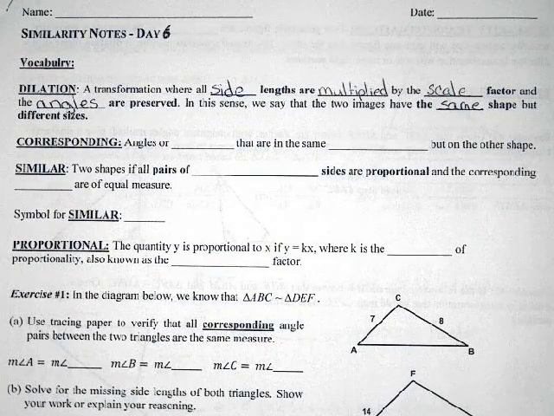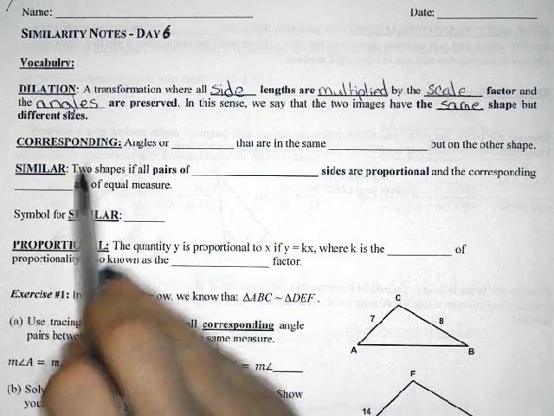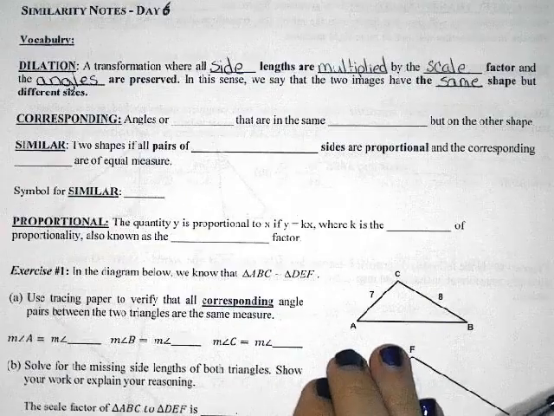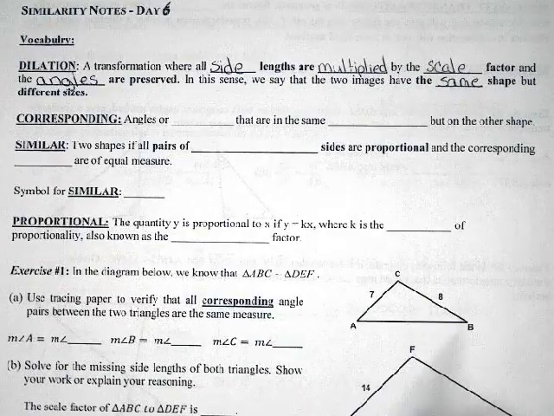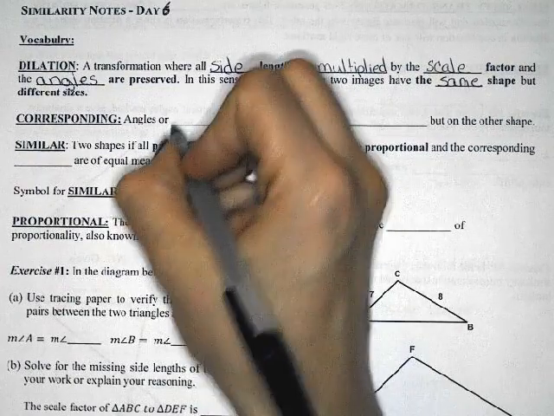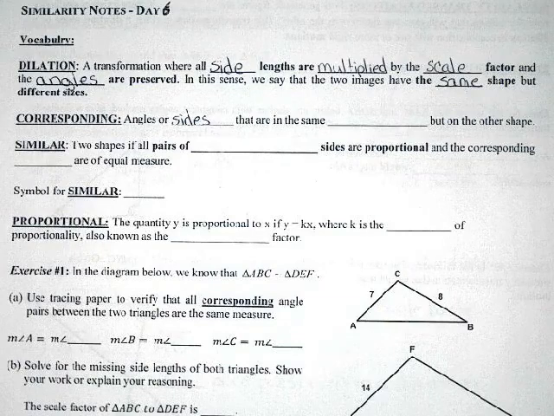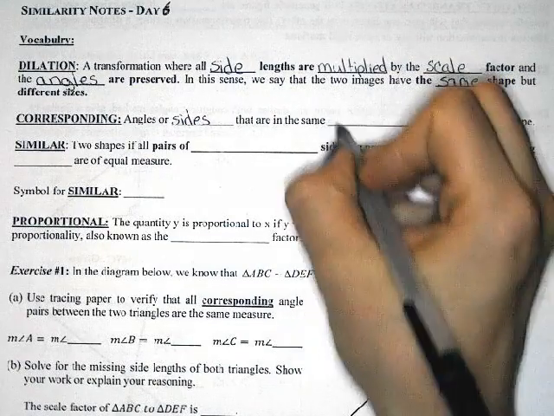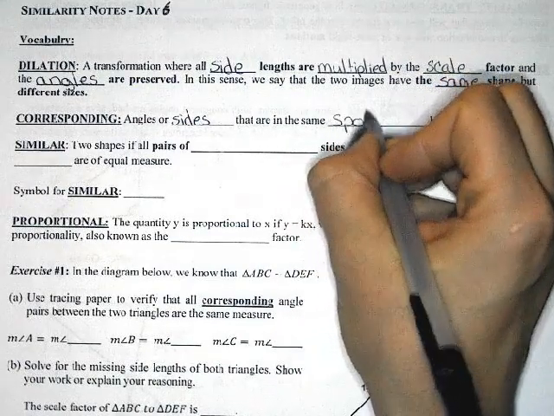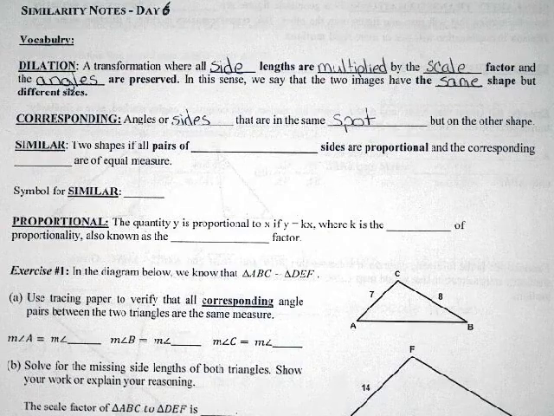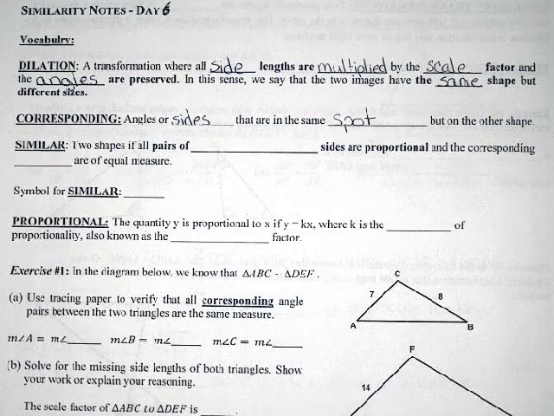Okay. All right, so way back at the beginning of Unit 5, we covered the idea of what corresponding is. So I'll refresh you. It's going to be angles or sides that are in the same spot, but on the other shape. Okay, and we'll talk a little bit more about what that means as we move forward.